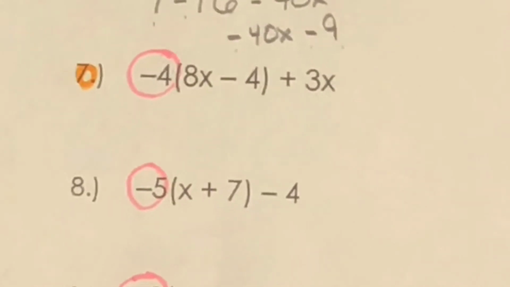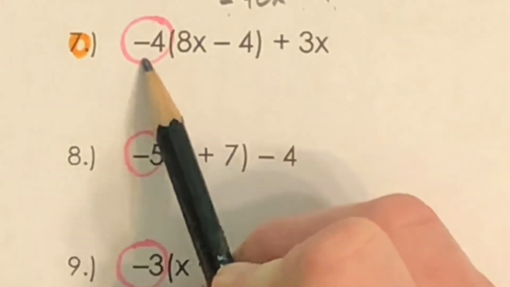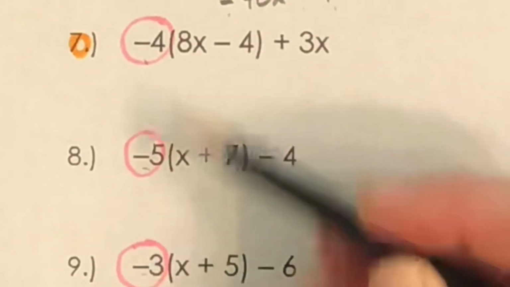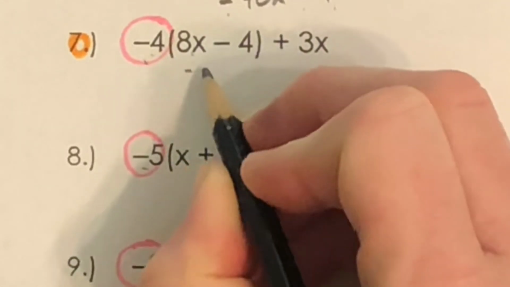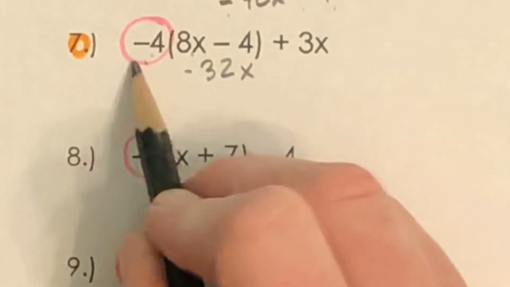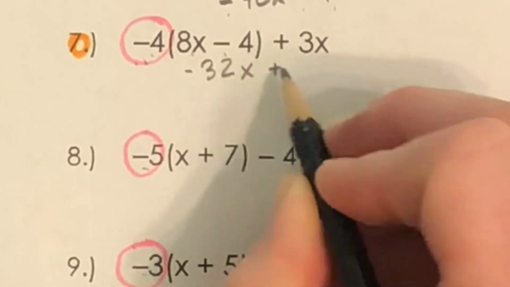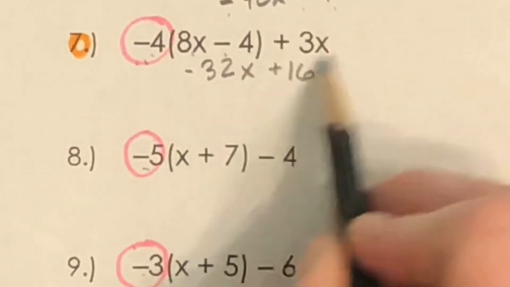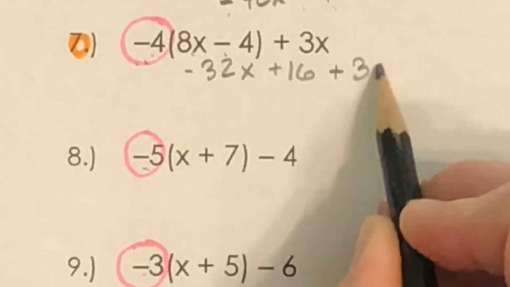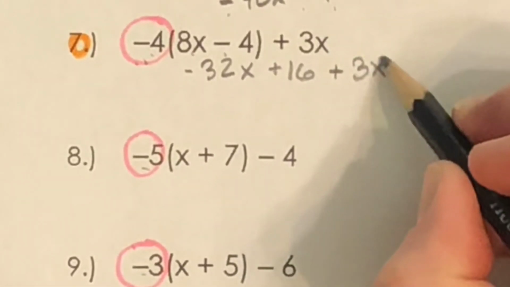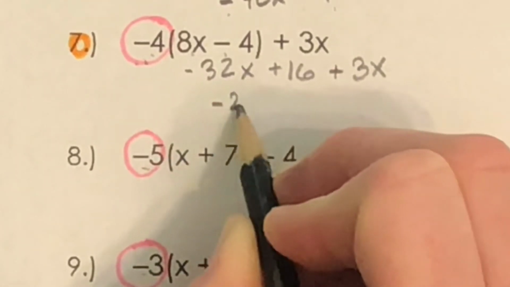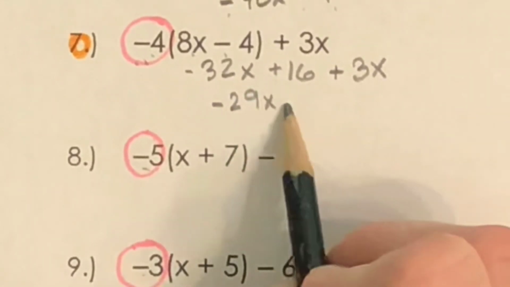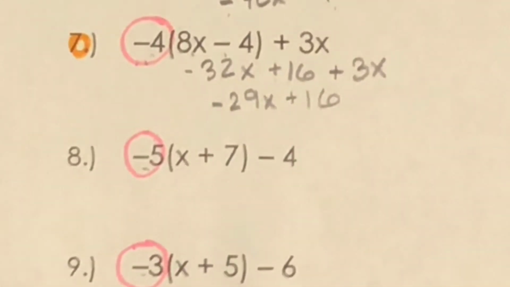Last one together is number 7. I'm going to distribute the negative 4. You'll do 8 and 9, and they're just like number 7. Negative 4 times 8x is negative 32x. Negative 4 times negative 4 is positive 16. And then I've got this lonely little plus 3x. Let me combine my variable terms. And I get negative 29x plus 16. So go ahead and finish the other 5 on your own.